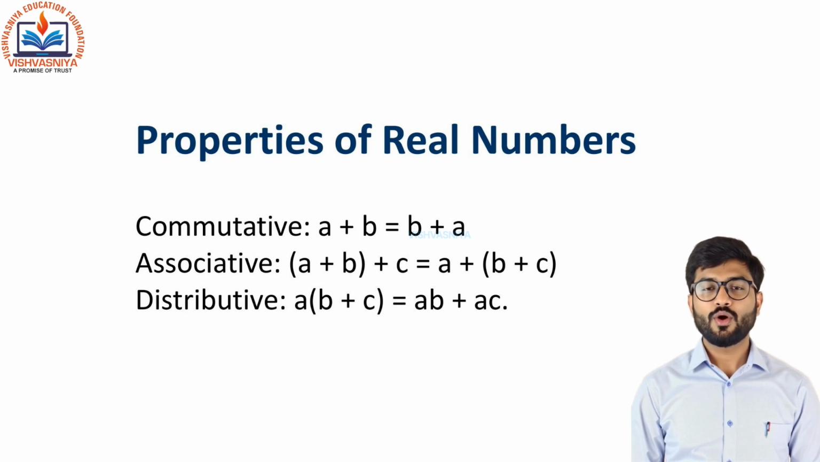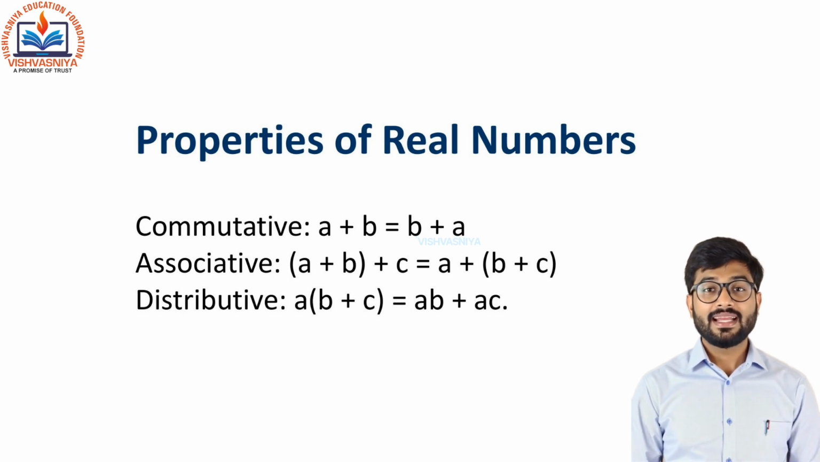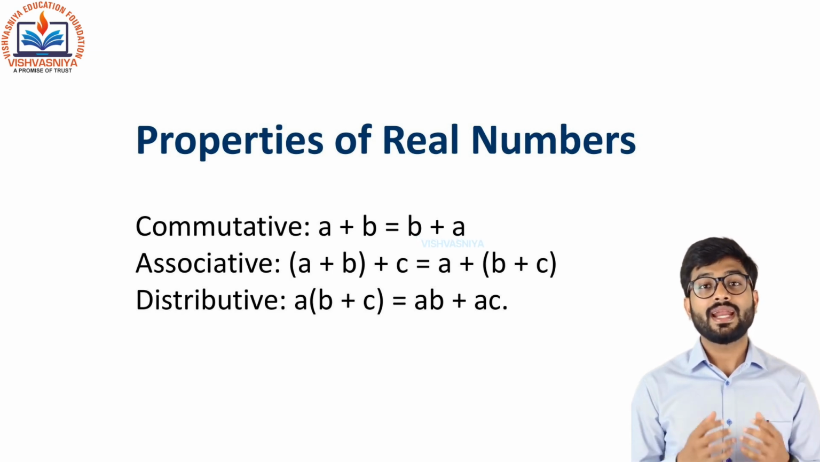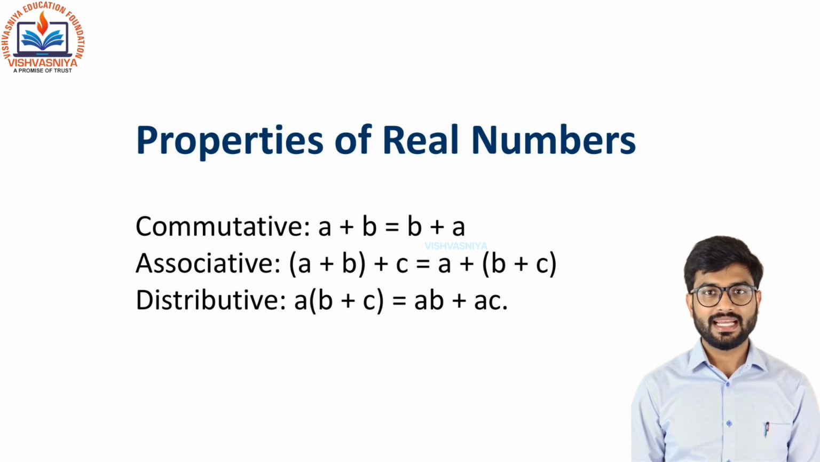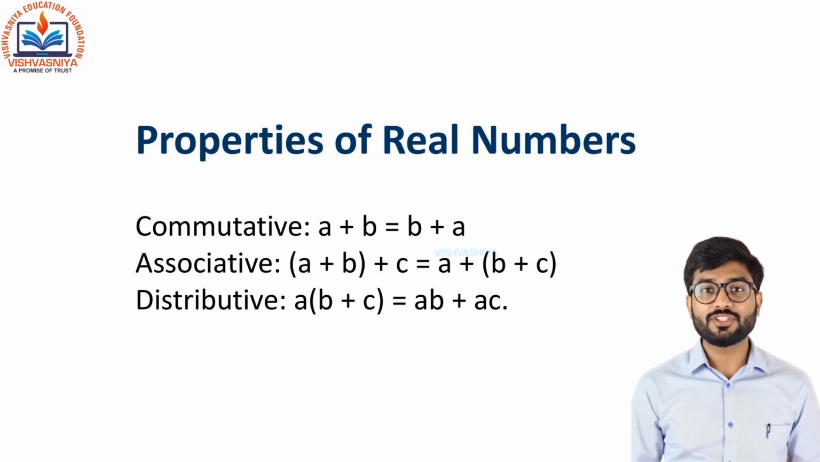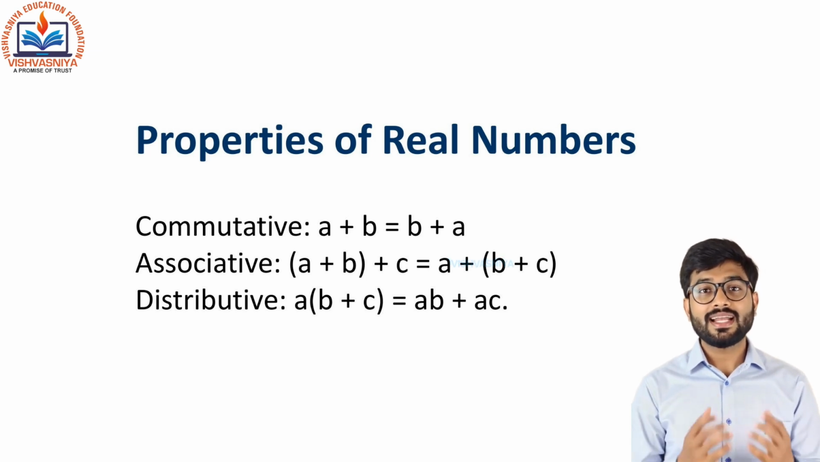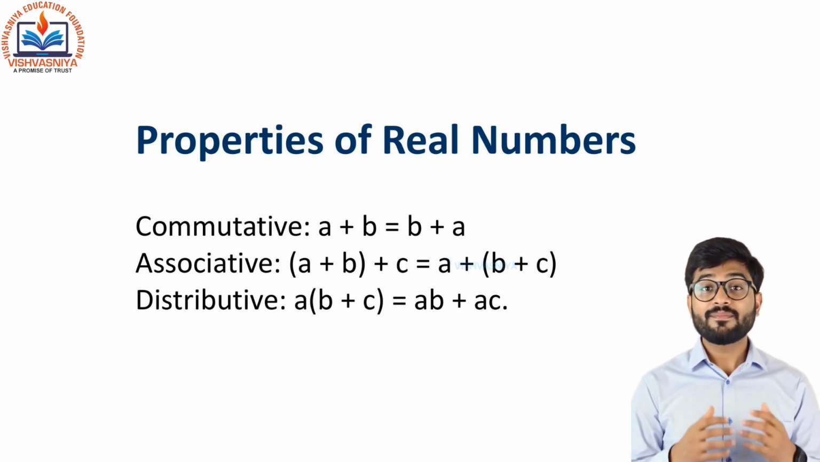Real numbers follow three main properties. 1. Commutative, a plus b equals b plus a, and a into b equals b into a. 2. Associative, a plus within brackets b plus c equals within brackets a plus b close brackets plus c. 3. Distributive, a into within brackets b plus c equals ab plus ac. Example, 2 into within brackets 3 plus 4 equals 6 plus 8 equals 14.